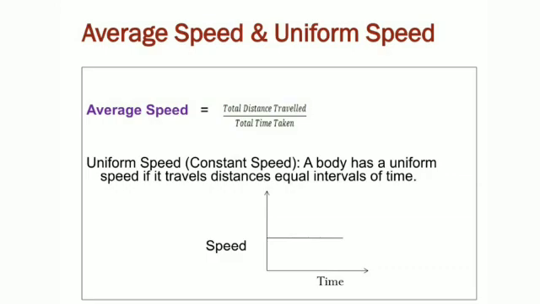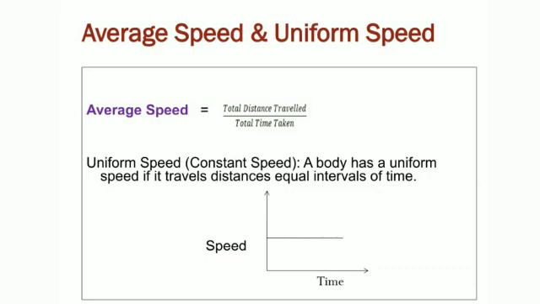The average speed of the body is the total distance traveled divided by the total time taken. The formula to work out the average speed is given here. We can say that average speed is total distance traveled divided by total time taken.